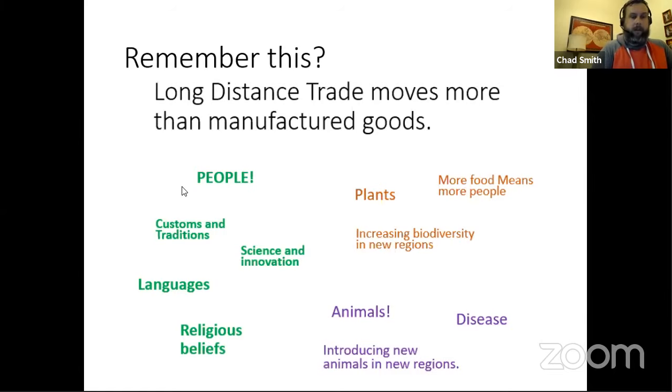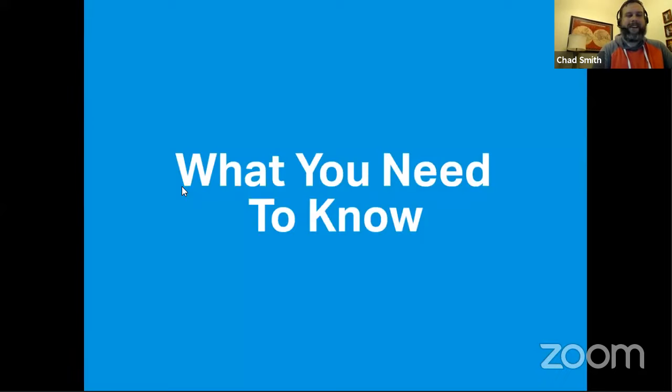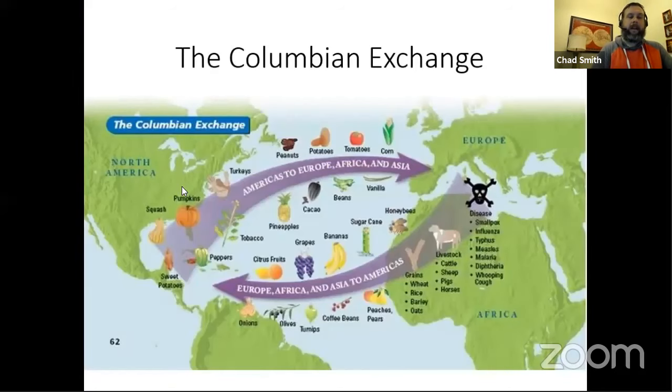So today we're going to talk about the Columbian Exchange, a brand new trade network that was created because of the connection of the two hemispheres. And we're going to look at the many effects of this new trade network and how it grew and changed the world, really all of it, just everything. So let's talk about the Columbian Exchange.